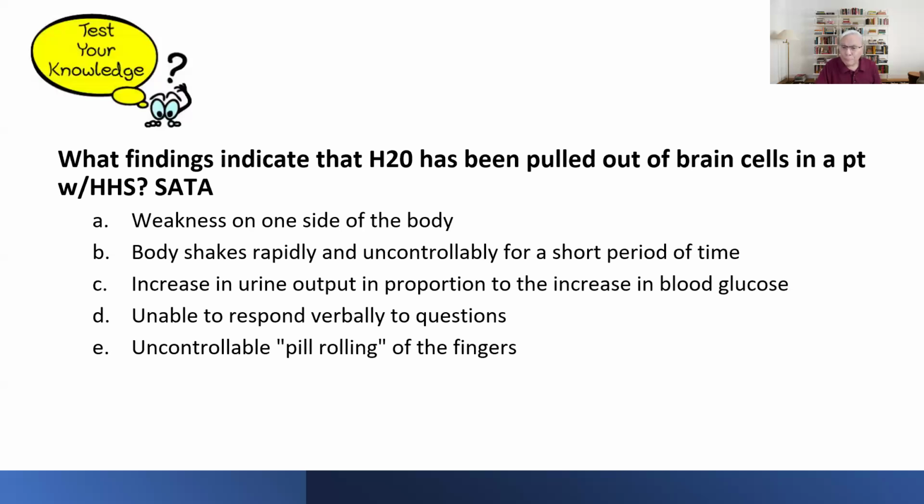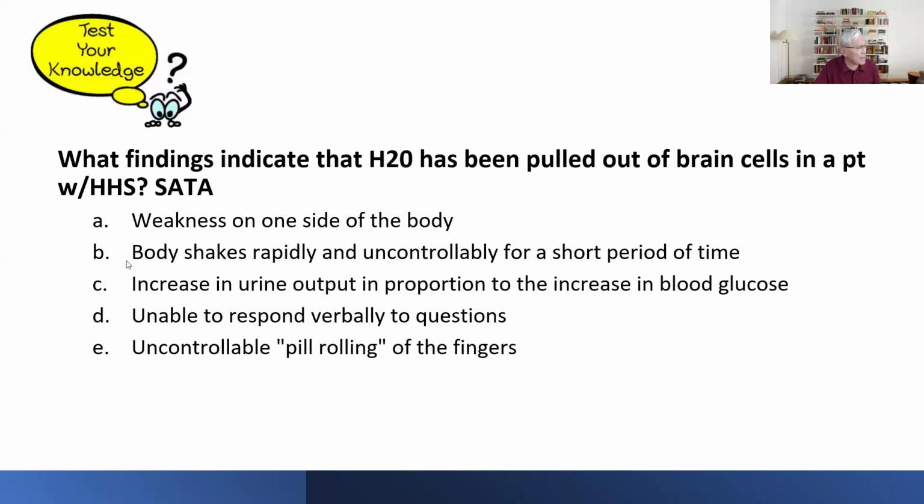Increase in urine output in proportion to the increase in blood glucose. This is not a neurological sign. Unable to respond verbally to questions is a neurological sign. And letter E, uncontrollable pill rolling, is not a sign of neurological dehydration, but rather is a classic sign of Parkinson's disease.